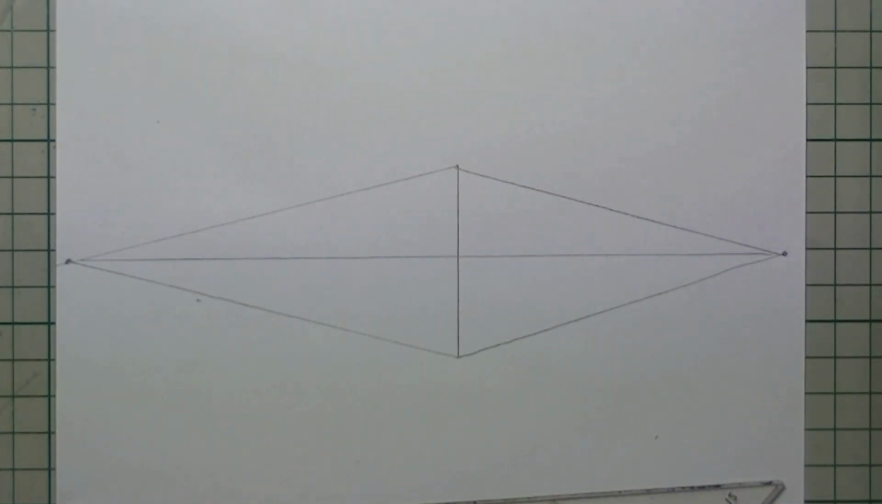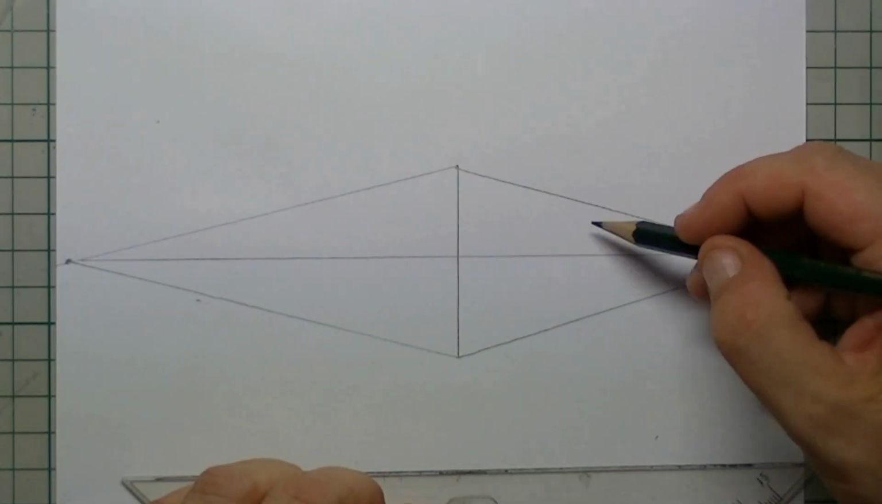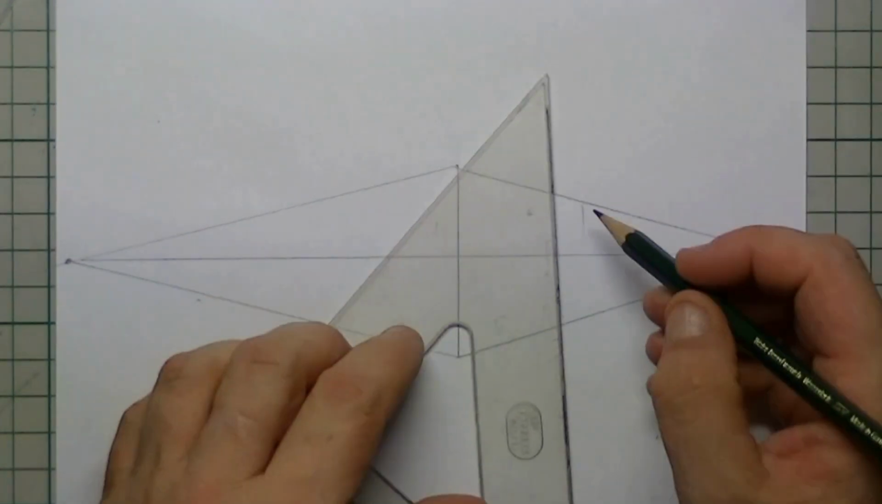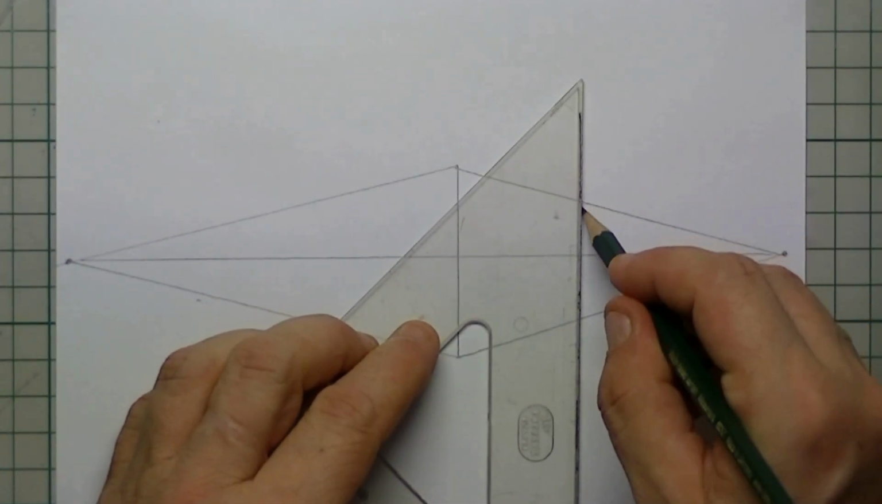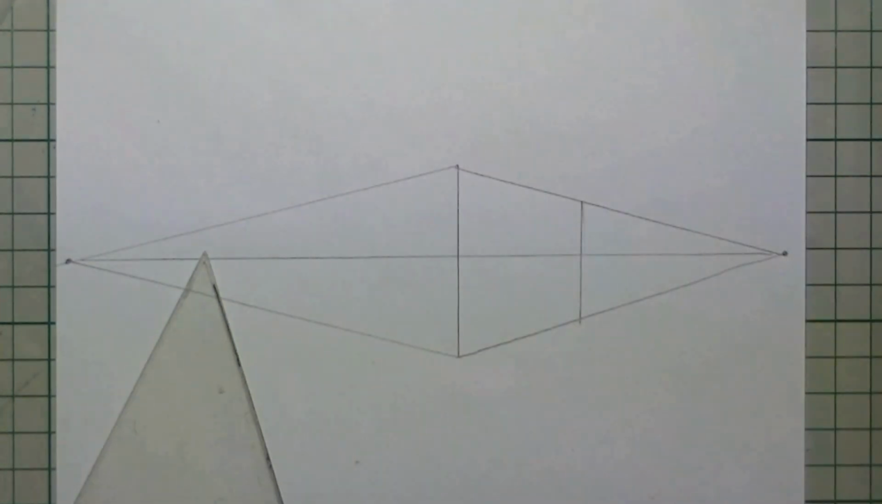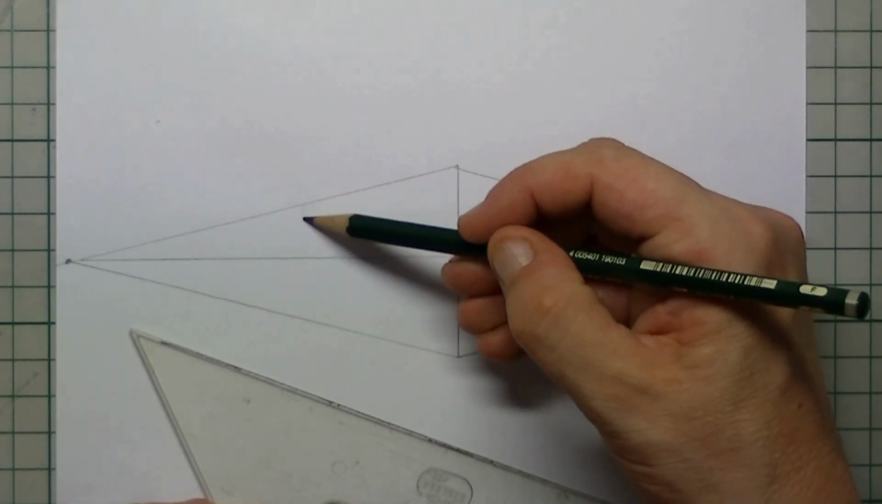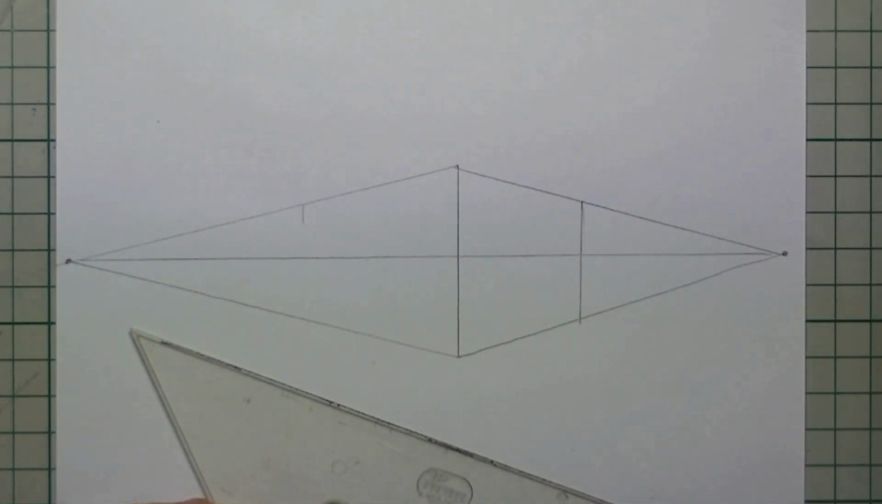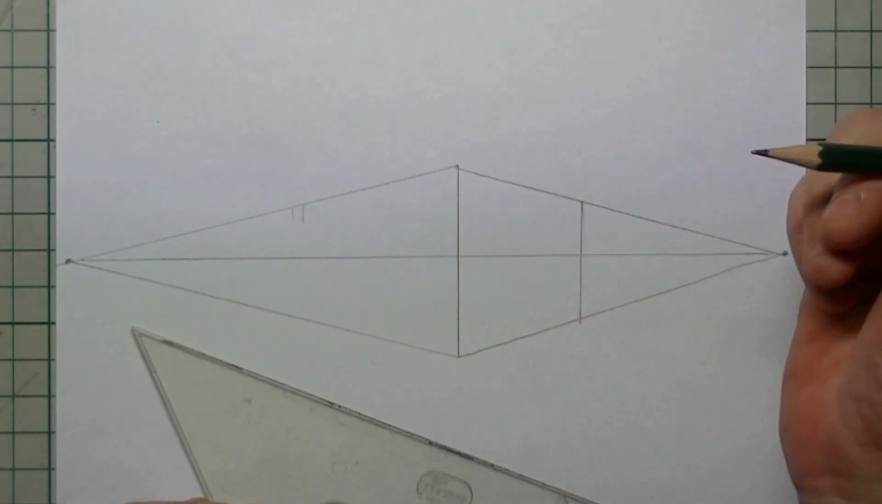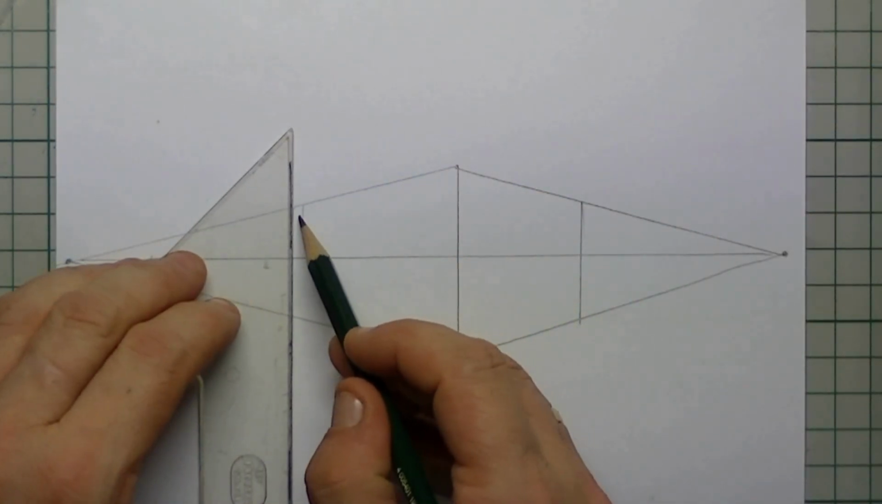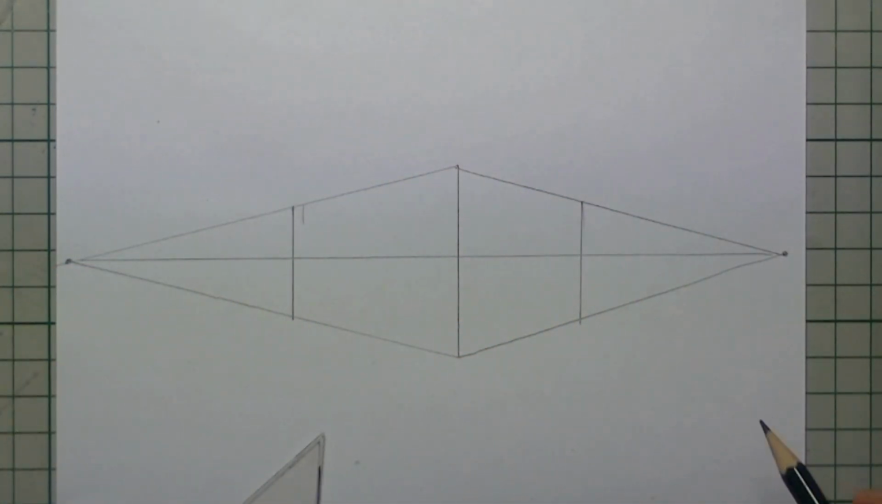Okay, now we want to decide how broad the house will be. So here's the side wall, and all you have to do is decide the distance you want. It went further, and then draw in vertical lines.